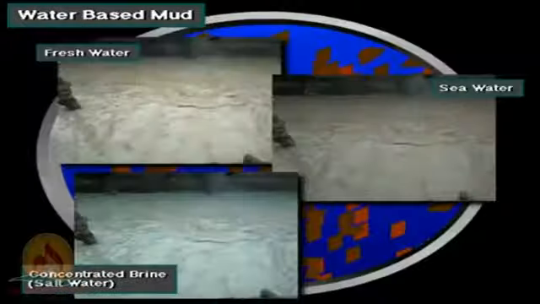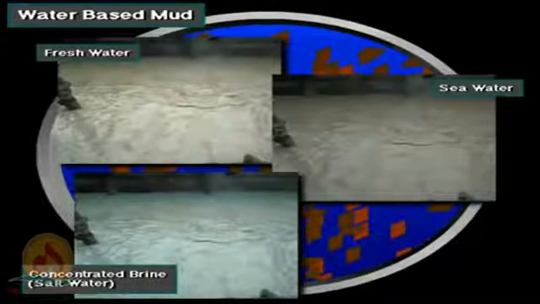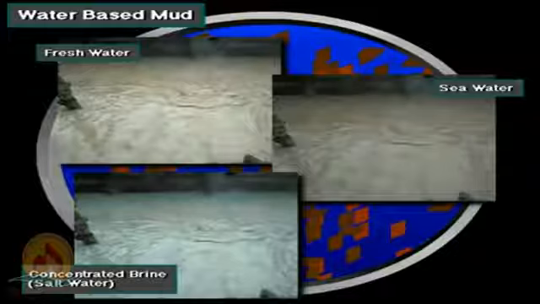The water in the mud may be fresh water, seawater, or concentrated brine, salt water. The one used depends on its availability and whether it gives the mud the needed properties to drill the hole efficiently.